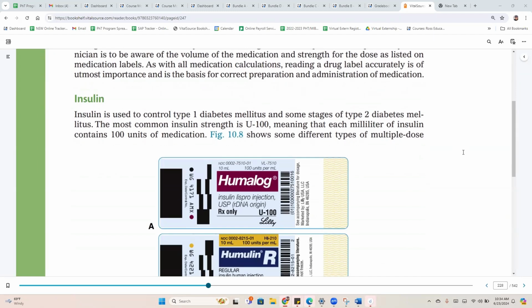Insulin is used to control type 1 diabetes mellitus and some stages of type 2 diabetes mellitus. The most common insulin strength is U100, meaning that each milliliter of insulin contains 100 units of medication. So, as a pharmacy technician, this piece of information that I just said, the most common strength of insulin is U100, meaning that there's 100 units of medication per milliliter. That is something that you want to make a nice comfy spot in your brain because you're going to need to know that for the rest of your life every day.